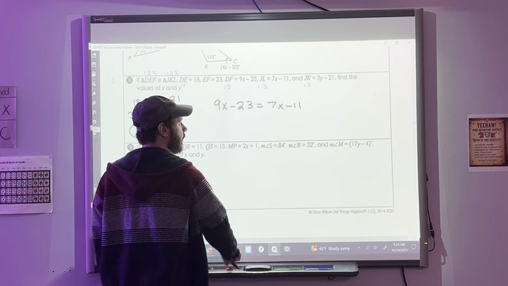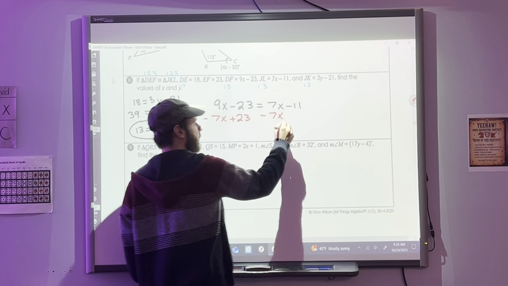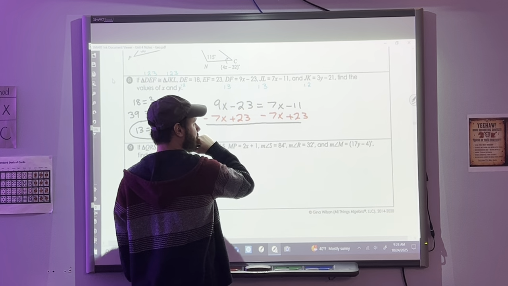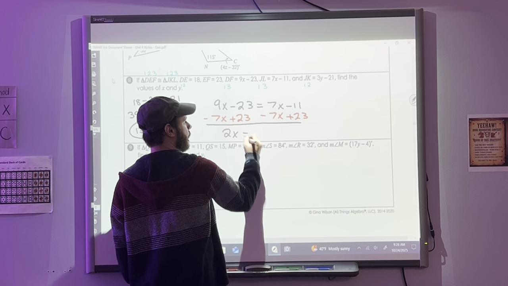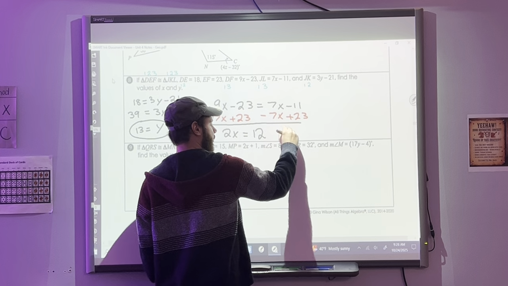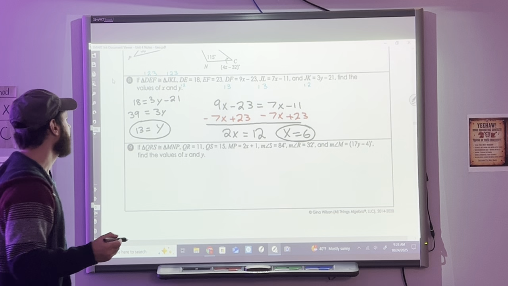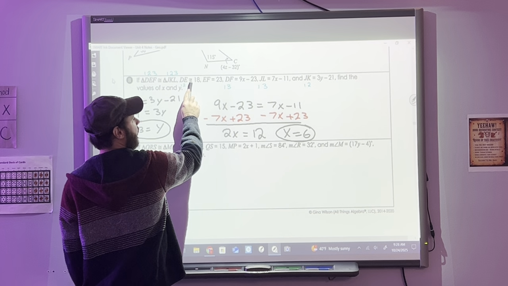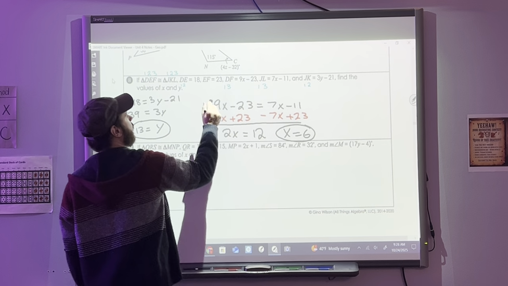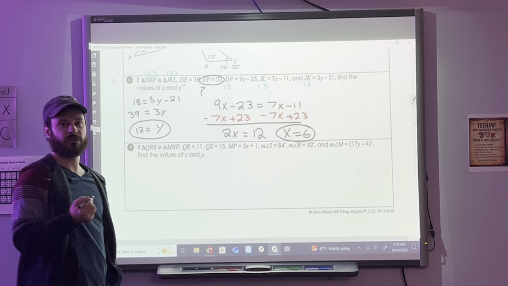All right. Move the smaller x. Plus 23. 2x equals 23 minus 11 is 12. X is 6. So hold up. Because they gave me this piece of information, I used it. I used this piece, and this piece. Why in the world did they give me this piece? I didn't use it. It was to confuse you.